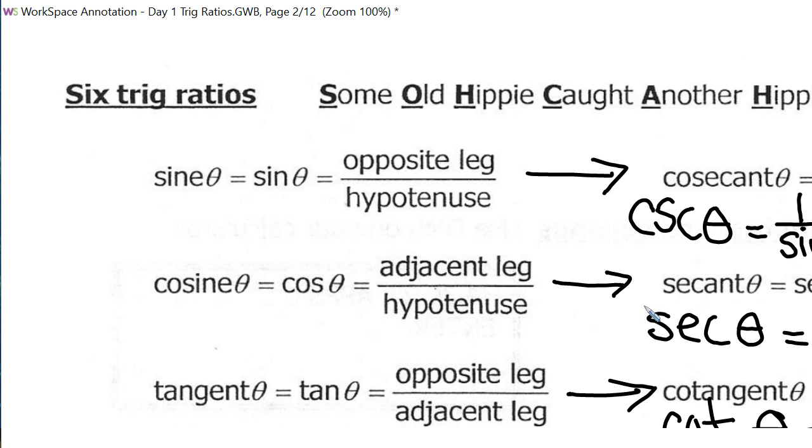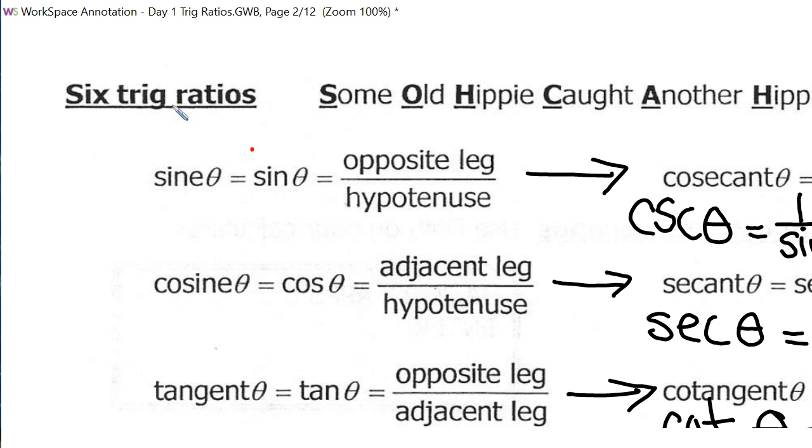Now, these reciprocals have to be paired together. Sine has to be paired with cosecant. Cosine has to be paired with secant. Tangent and cotangent, that pairing's already pretty self-explanatory. But here's really pretty much the only way to remember that sine and cosecant are paired together.